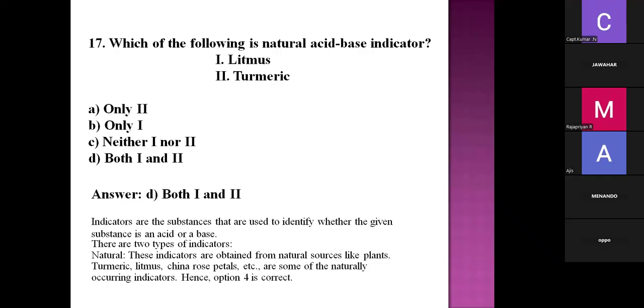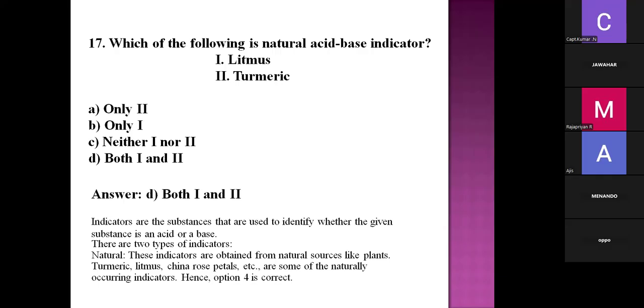Indicators are the substances that are used to identify whether the given substance is an acid or a base. There are two types of indicators. Natural indicators are obtained from natural sources like plants. Turmeric, litmus, China rose petals, etc. are some of the naturally occurring indicators. Hence, option D is correct. Both first and second is the correct answer.